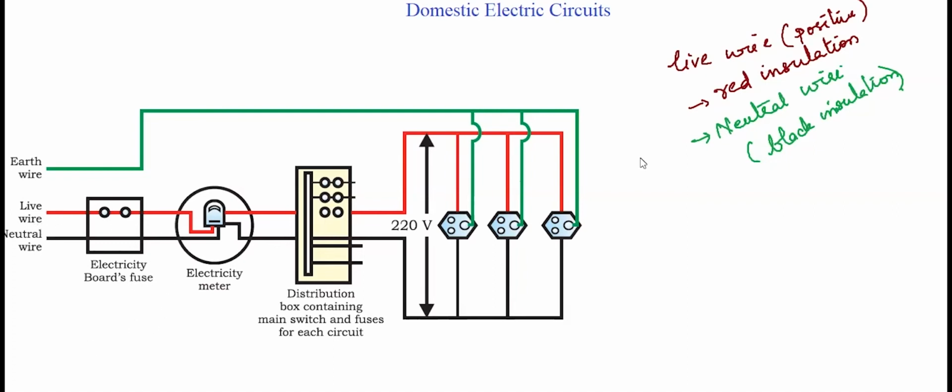Just before entering the house, we have the electricity board's fuse. For example, there will be a fuse. This is the main fuse. And after the fuse, we have the electricity meter. So before these wires enter the electricity meter, there is a fuse.